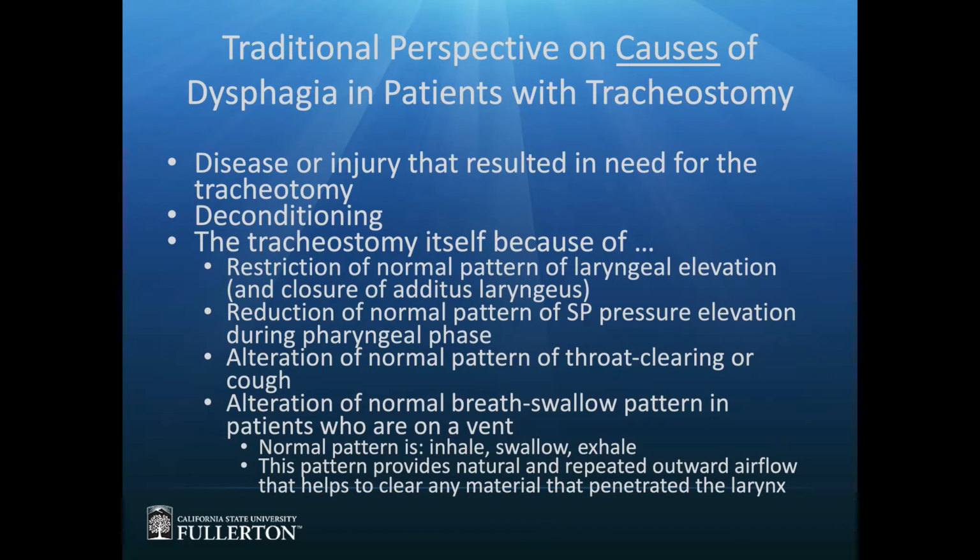Opening of the UES. So those are two ramifications or effects upon swallowing created by the presence of the tube through the skin and then the trachea. The second is a reduction of the normal pattern of subglottic pressure elevation during the pharyngeal phase.